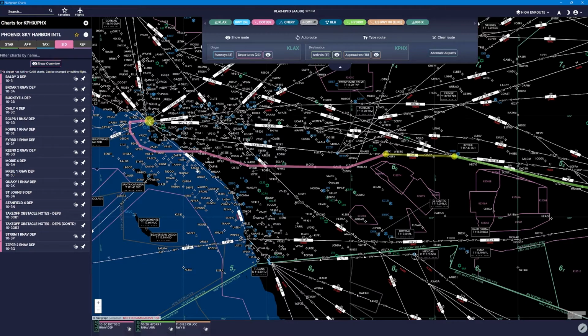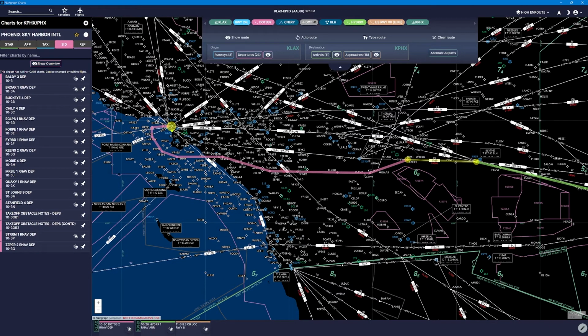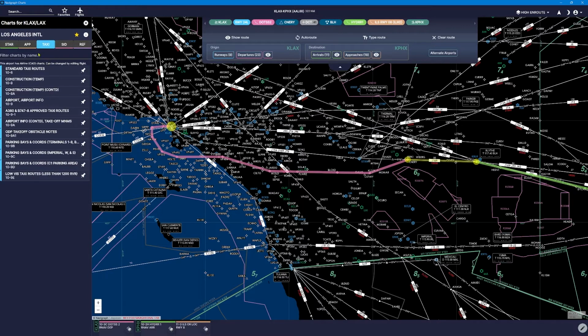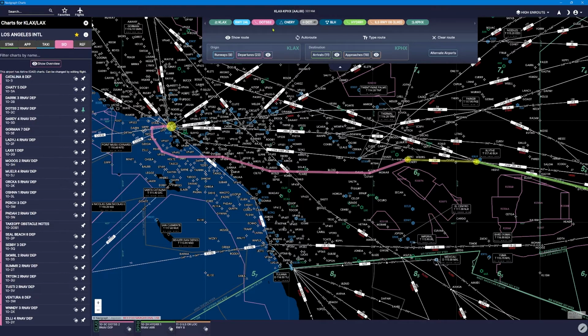Now in NAVIGRAPH we can see this pink line. The nice thing about NAVIGRAPH is it corresponds to the departure. So let's go back to Los Angeles, and we are taking the DOTS 2 departure. Now let's take a look at the DOTS 2 departure.